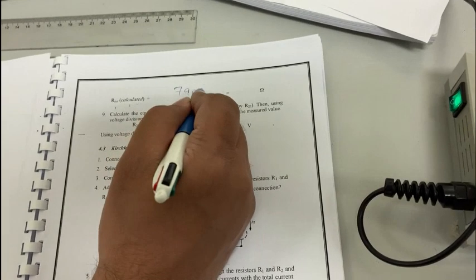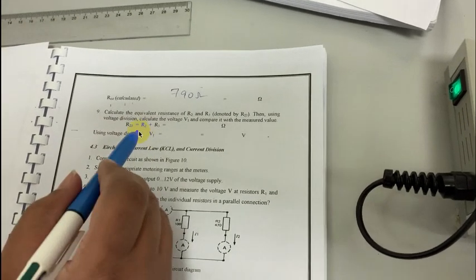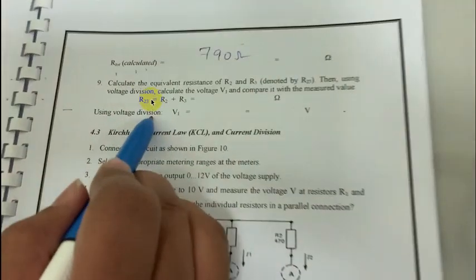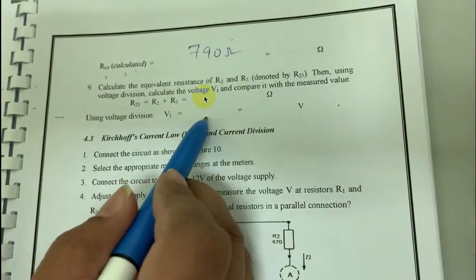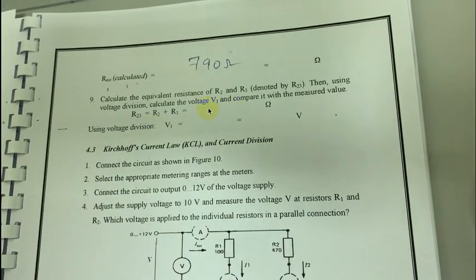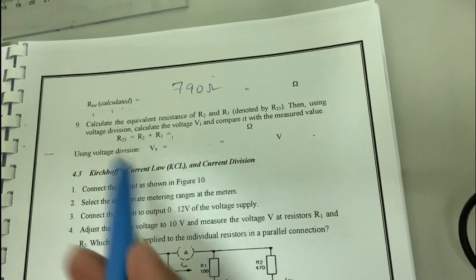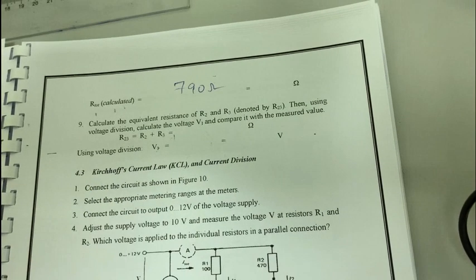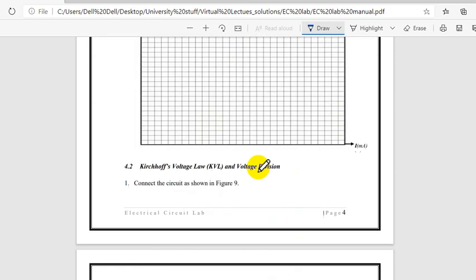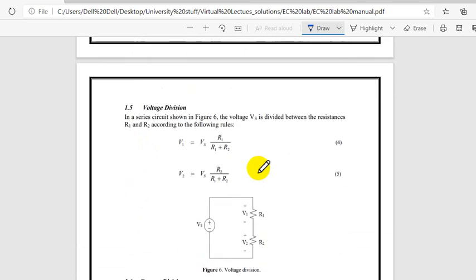So here R calculated is 790. Just write R23 equals 220 plus 470. Just do this and apply the voltage divider. We have seen the formula here. What is the voltage divider? V1 equals Vs into R1 by R1 plus R2. From this formula you can find V1.